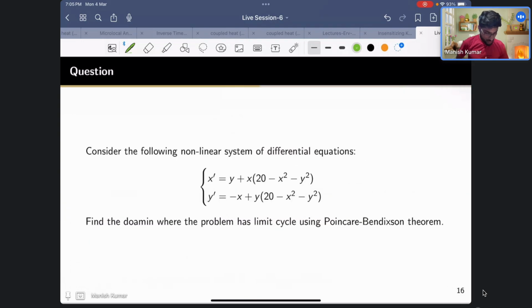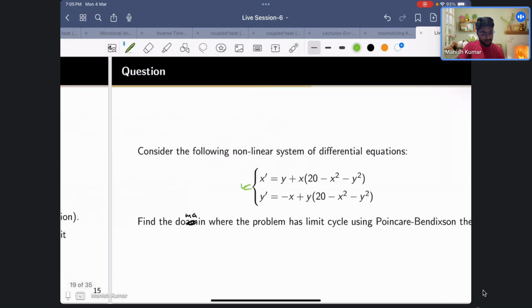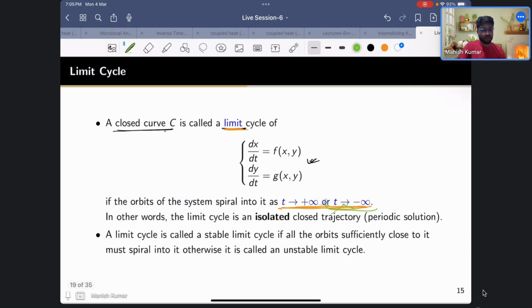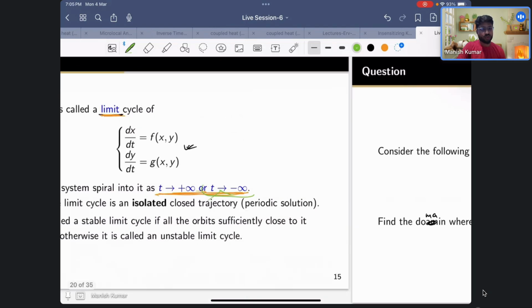Okay, so now let us look at this problem. You have been given this nonlinear system, and the question is to find the domain where the problem has a limit cycle. There is a typo. For a limit cycle, at first we need to make sure that it is a closed curve, a periodic curve, right? And it should be isolated.